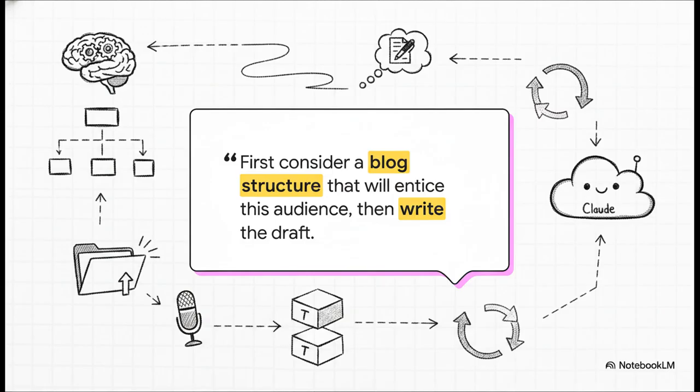It just knows. And hey, you aren't just limited to tone here. You can drop in highly specific process instructions. For instance, you could say, first consider a blog structure that will entice this audience, then write the draft. You can even use this to automate workflows, like telling Claude that whenever you upload a meeting transcript, it should instantly create a structured summary using a very specific template. It ensures the AI approaches a task exactly how you want it to every single time.